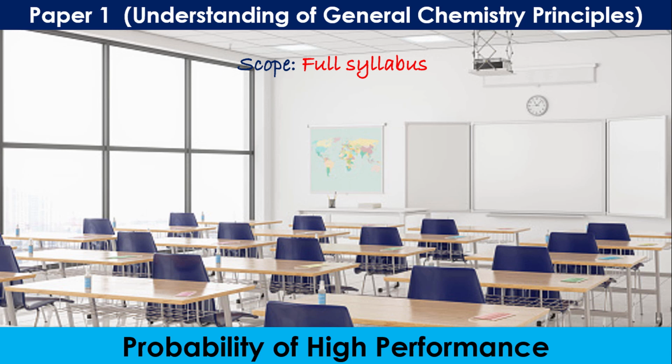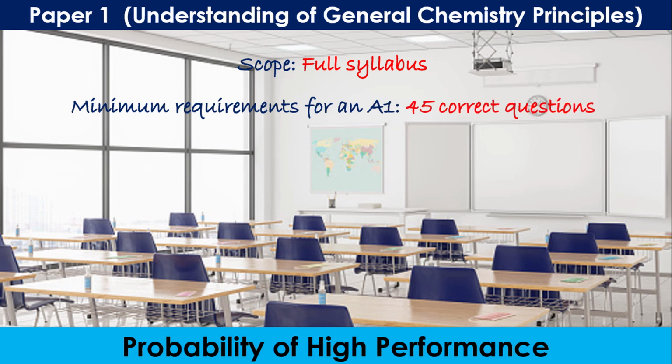Being a multiple choice paper, the options in each question can guide you or give you an idea of what the answer should be, even if you are not familiar with the question. To be sure of your A1 in chemistry, you must answer a minimum of 45 multiple choice questions correctly, as that will guarantee you a 90% in the objectives.